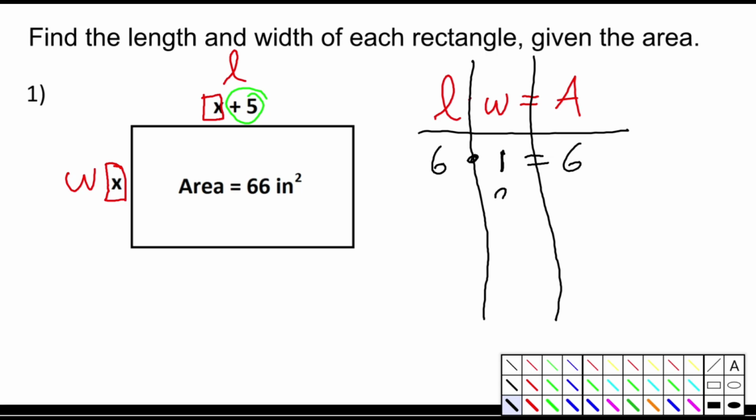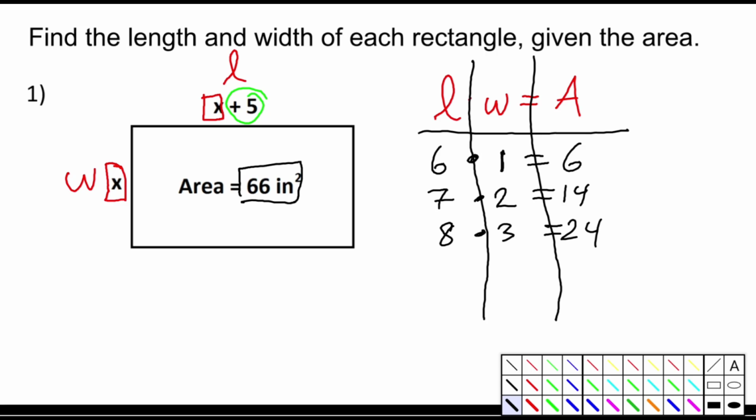What if my width was 2? I'm going to increase by 1. Then my length should be 5 more than that, which would be 7. Length times width is going to be 7 times 2, which is 14. We're getting closer. We're still not to the 66 that we need, but we can keep trying. I can try 3. If you have a width of 3, then your length would be 5 more than that, which would be 8. And together, that's going to be 24. So we're getting closer. We're not there yet.